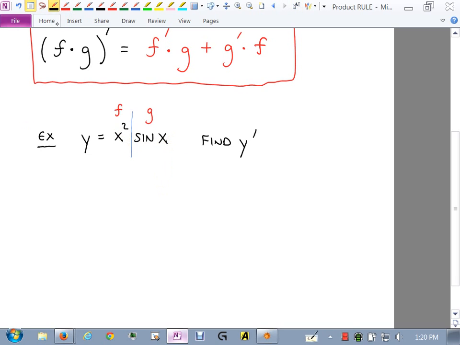The derivative then should be, I'm just going to write in red above this, f prime g plus g prime f. That's what I need to write down on the next line, right?